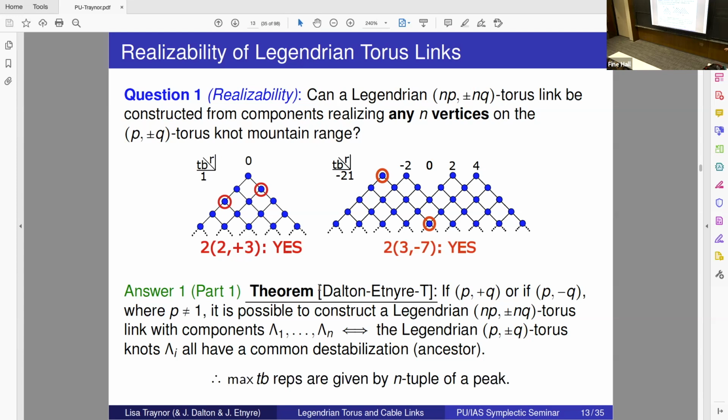And the max TB reps, you have to take an n-tuple. Just like for knots, you want to know what the max TB is, like the height of the mountain. For links, you would want to know the max TB, meaning the max of the sum of the TBs of the components. So here, if you just take the peak of the mountain n times, that will give it to you.